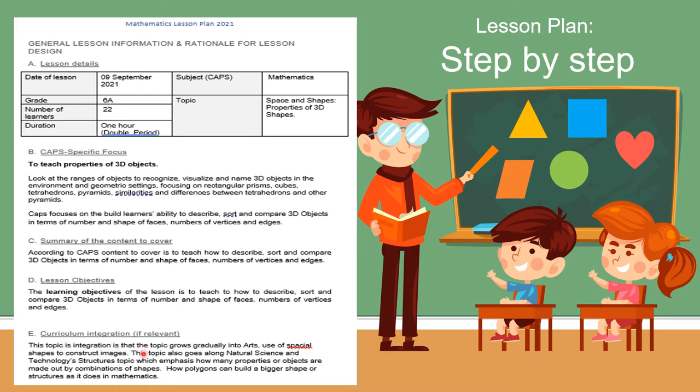This topic of integration grows gradually into arts, with the use of spatial shapes to construct images. This topic also goes along with the natural science and technology structure topic, which emphasizes how many properties or objects are made out of combined shapes, and how polygons are built into a bigger shape or structure, as they are in mathematics.